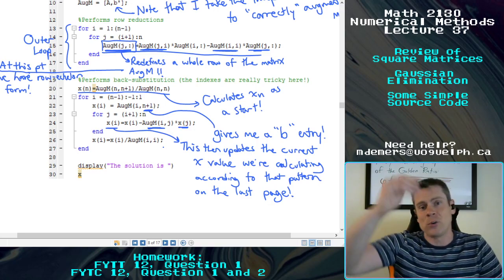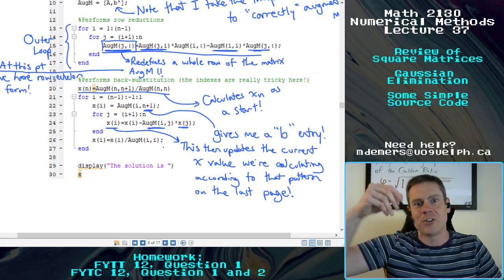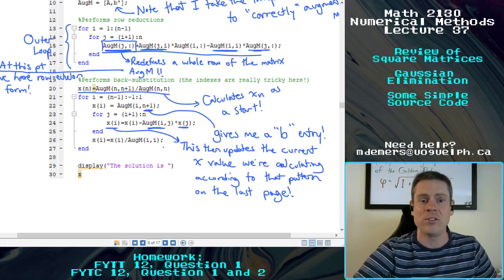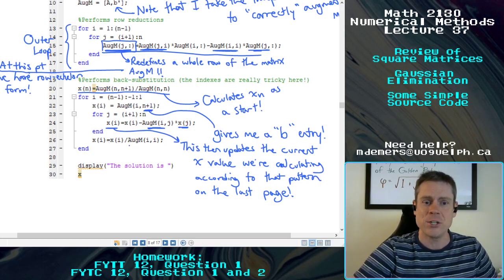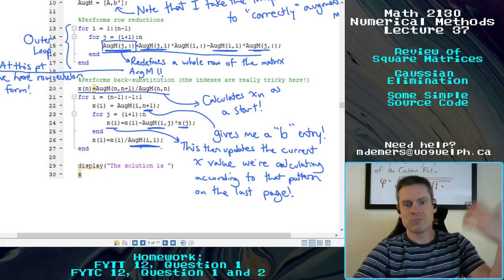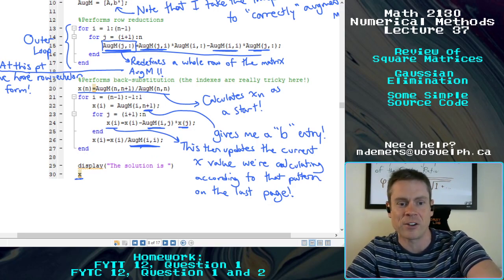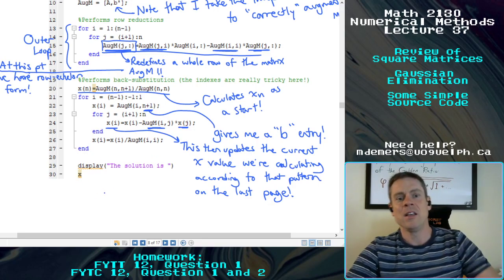But it's really important to have gone through that last page and understand where that formula comes from in the first place. And then at the end, once you've done all of those subtractions, look what you do. You divide by the current diagonal, aug m I. And that's that. And at the end of the day, display the solution. This will give us a vector of values at the end.